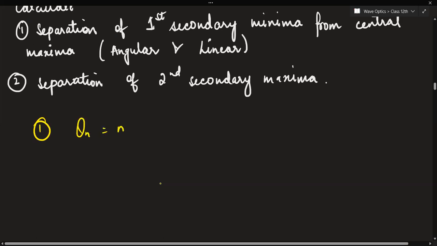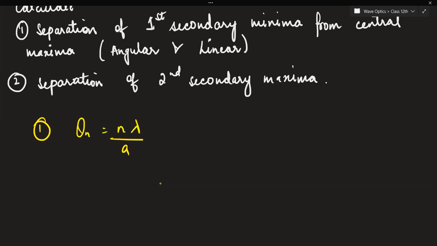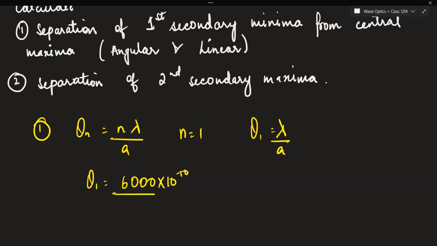For the angular, just now we have written n lambda by a. So for n as 1, because this is the first minima, theta 1 will become simply lambda by a. Lambda is 6000 into 10 to the power minus 10 meters. Slit width was 2 millimeters, no? So 2 into 10 to the power minus 3. So that makes it 3 into 10 to the power minus 4 radian.